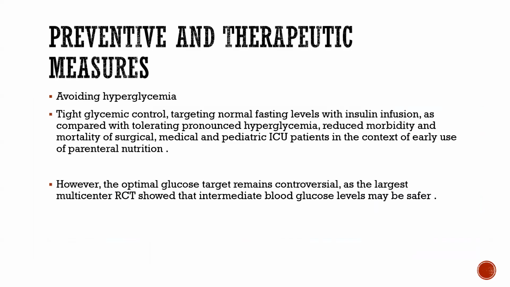So the preventive and therapeutic measures: avoiding hyperglycemia. Tight glycemic control, targeting normal fasting levels with insulin infusion, compared with tolerating pronounced hyperglycemia, reduced morbidity and mortality of surgical, medical, and pediatric ICU patients in the context of early use of parenteral nutrition. However, the optimal glucose target remains controversial, as the largest multicenter RCT showed that intermediate blood glucose levels may be safe.